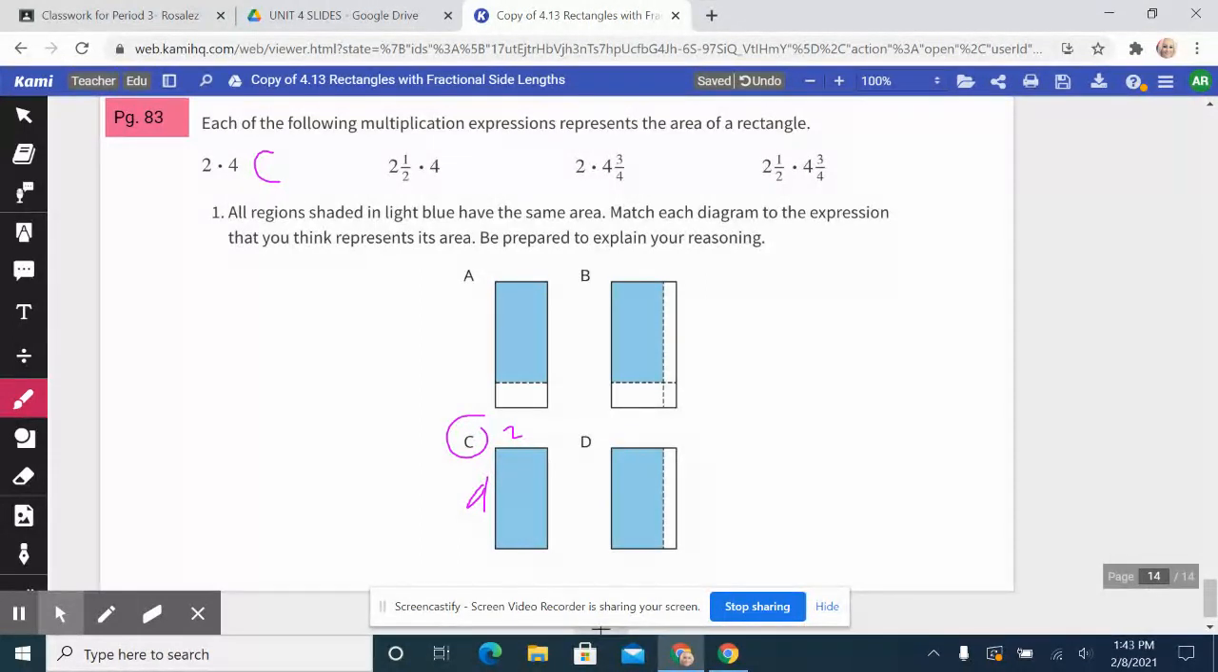Okay, and then what's happening is, if I know that this length is 4, I'm going to start with D. So this side is 4, and this side is 2 1/2. So that matches this second one here. That's D. And then your next one is going to be, this is 2 and this is 4 3/4. So that's going to be that next one there. Please label everything I have in purple. And then obviously the more complicated one is going to be this one, 2 1/2 and 4 3/4. And that's going to be B. So come to the meet and we're going to work on the practice.